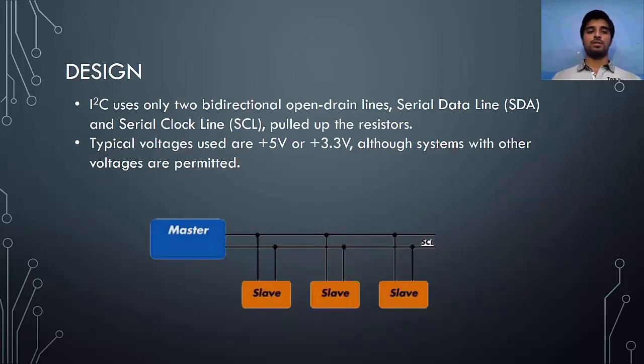This is the design of I2C. I2C uses two bidirectional open drain lines, namely serial data line SDA and serial clock line SCL, with pull-up resistors. Typical voltages used are +5 volt or +3.3 volt, although systems with other voltages are permitted.